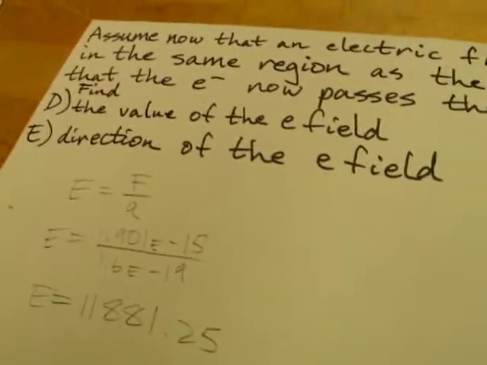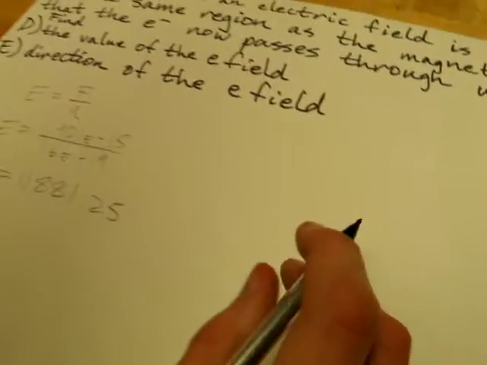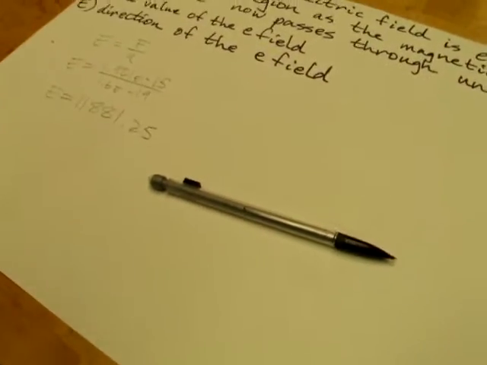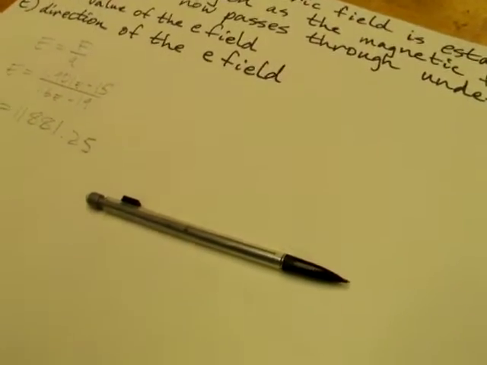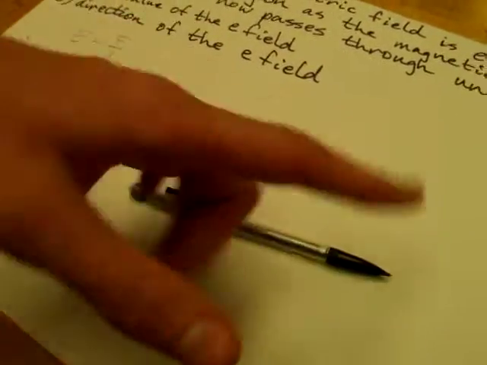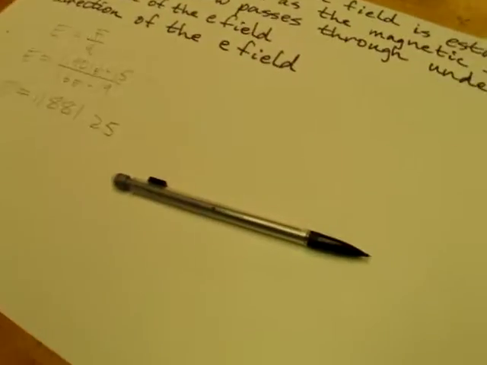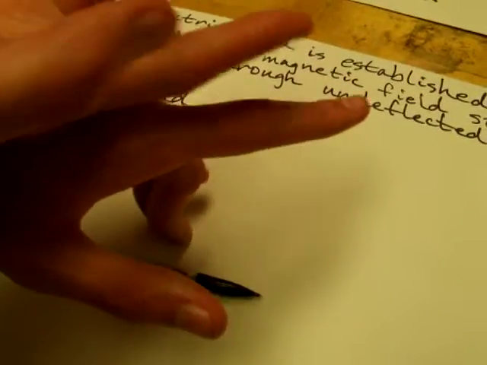Now for part E, this is just basically working in reverse. If you go back to part A where we use the hand tricks, if the field was pointing into the paper, to cancel it, it's got to come out.